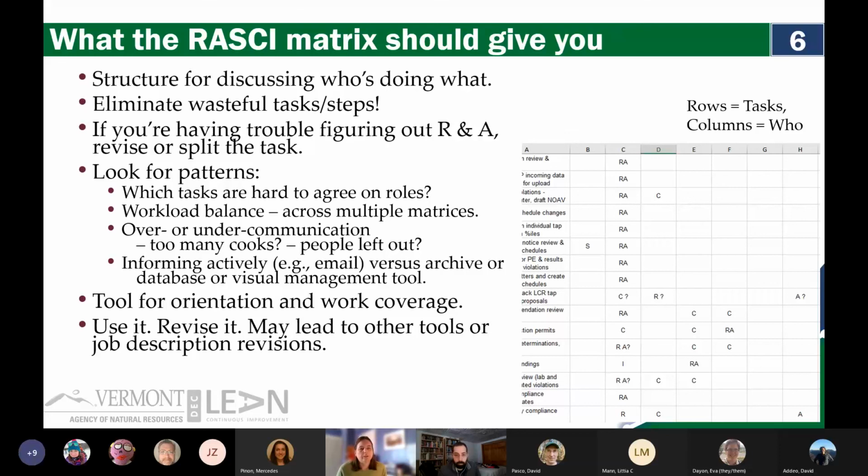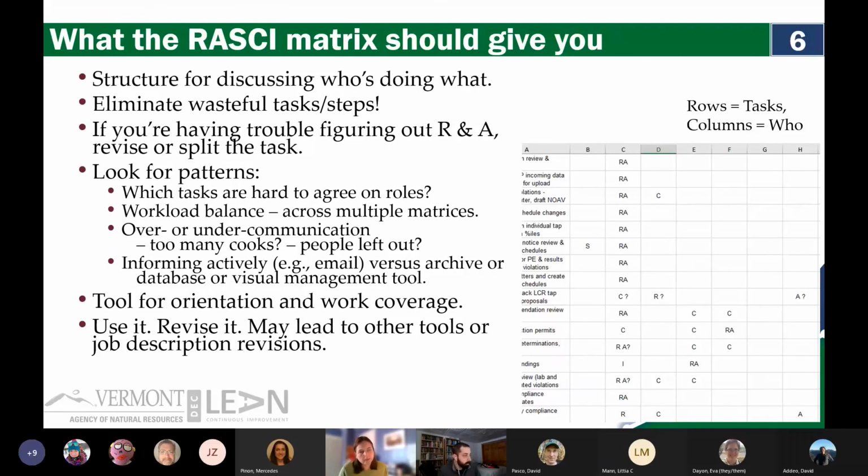And then you want to look for patterns. There was probably some reason you thought your work group needed to be going through this exercise. So, are there tasks where it's hard to agree on whose role? Is it hard to figure out who needs to be consulted? That's a valuable discussion point for your group to have.